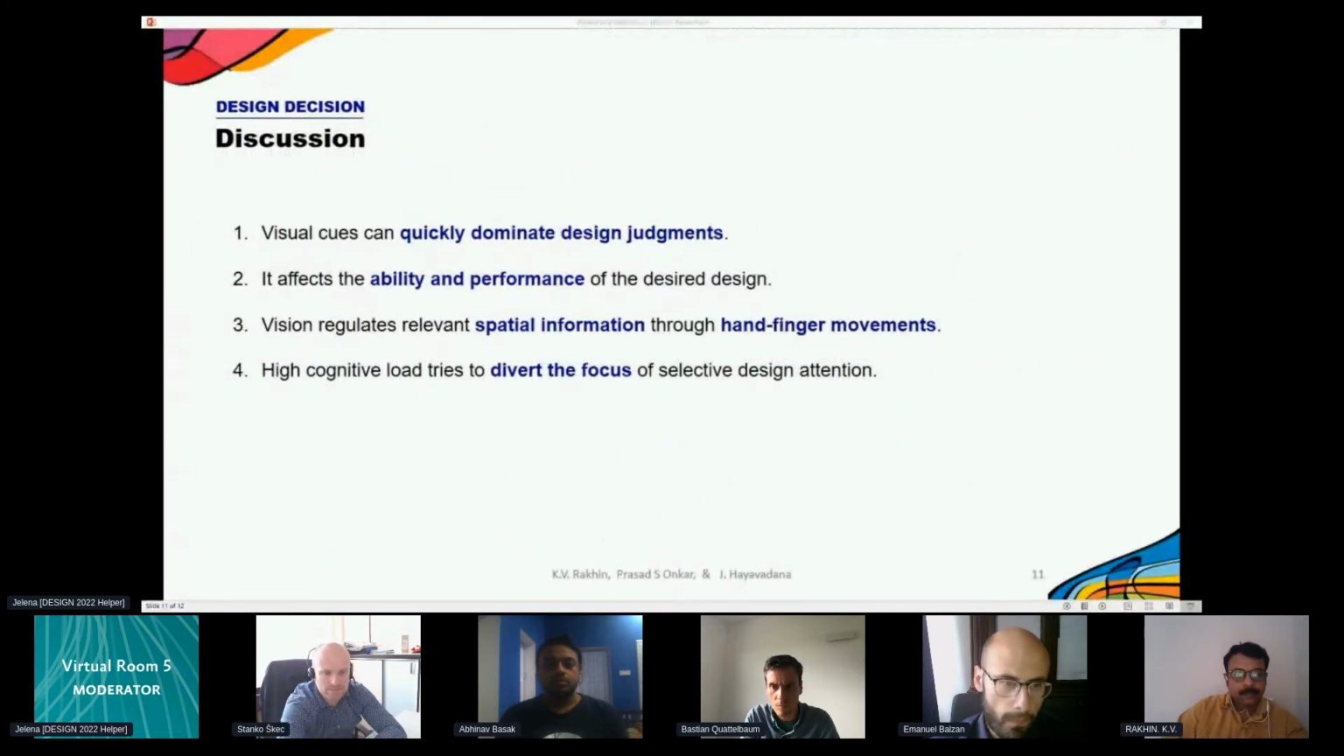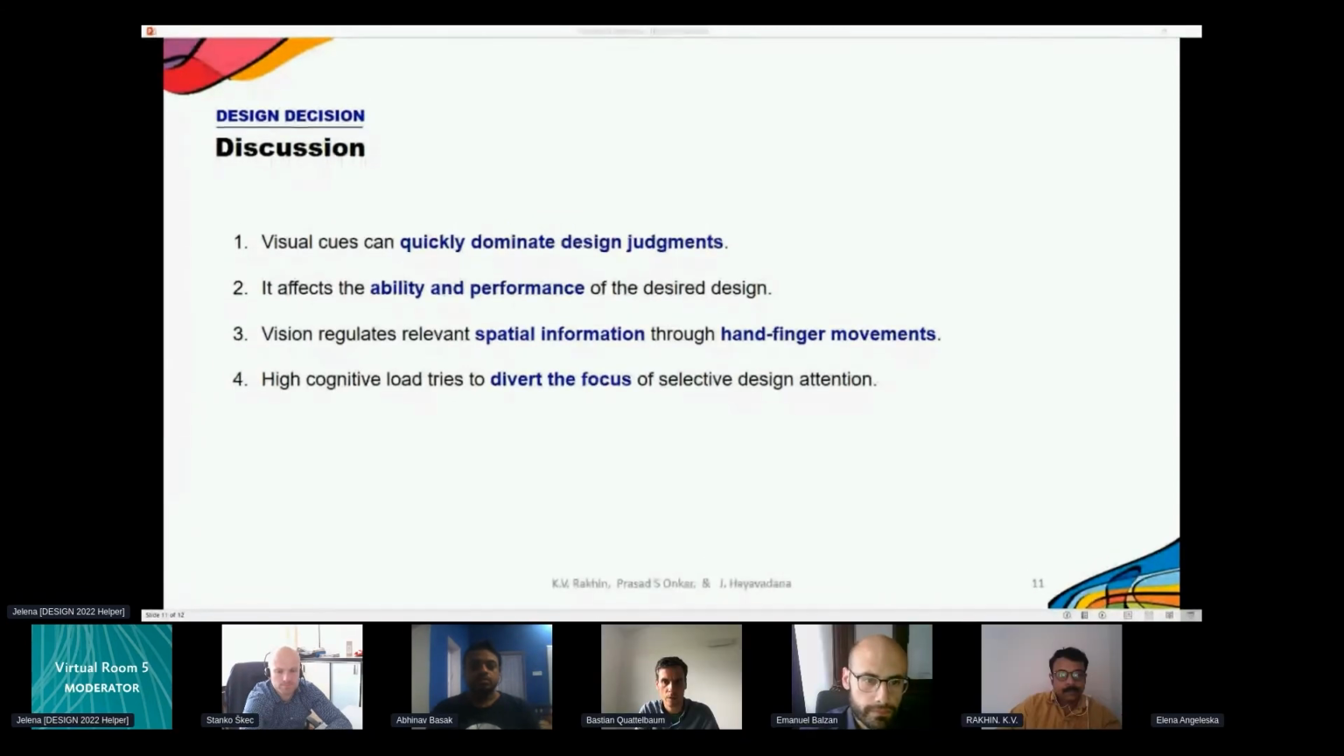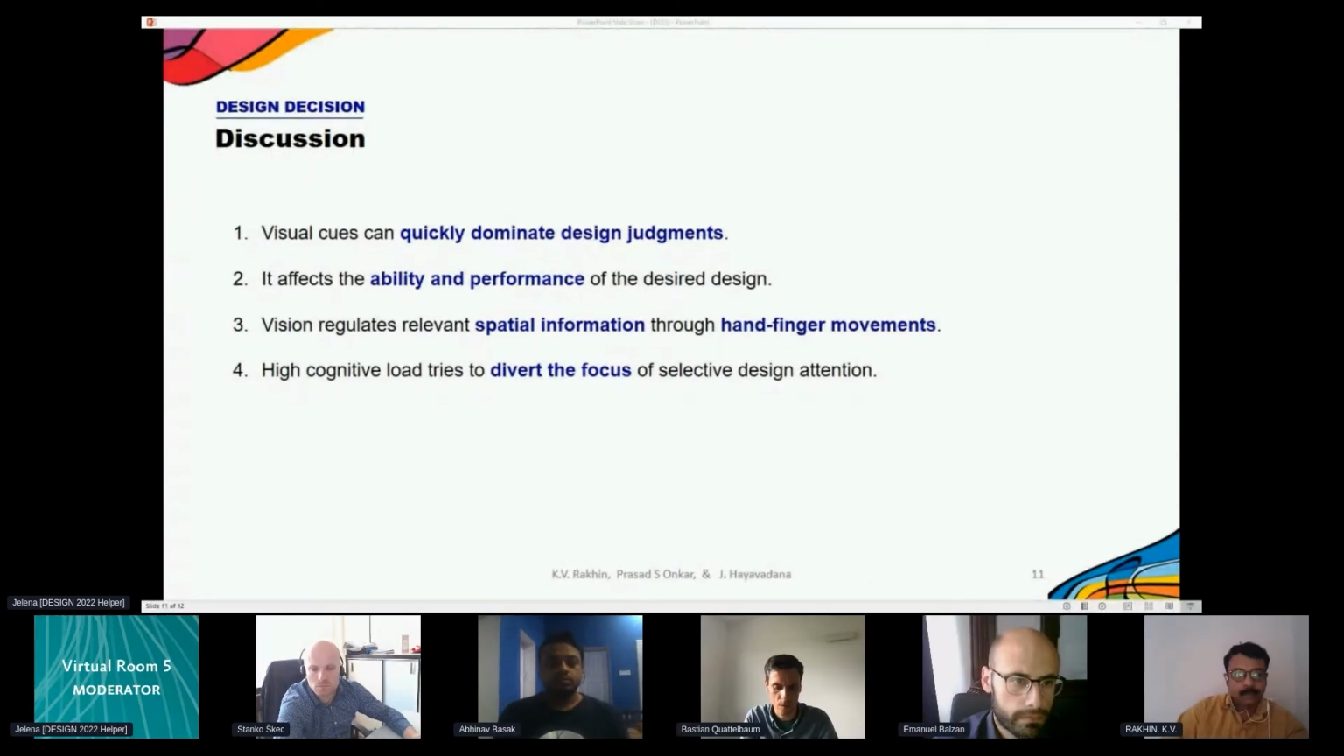Point number 1, we found that without the full awareness of the perceivable, visual cues can quickly dominate design judgments. 2, in such cases, it affects the ability and the performance of the desired design when choosing alternatives. 3, our study also shows that vision regulates relevant facial information through hand-finger movements. 4, the high cognitive load tries to divert the focus of selective design attention, resulting in poor decision making.